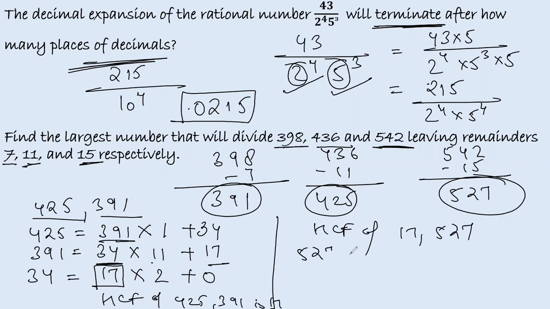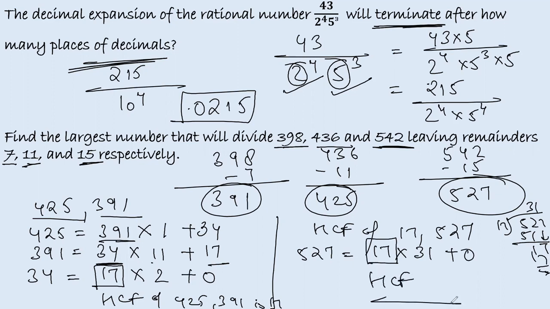527 is the bigger number, so it will become the dividend. Now when you divide 527 by 17, it will go 31 times. I will show you 527 by 17. 17 threes are 51, one remainder, I will take 7. So 17 ones are 17, and the remainder is 0. So the divisor is the HCF. When the remainder is 0, it means for the numbers 391, 425 and 527, the total HCF is 17. Okay, so that's the question.